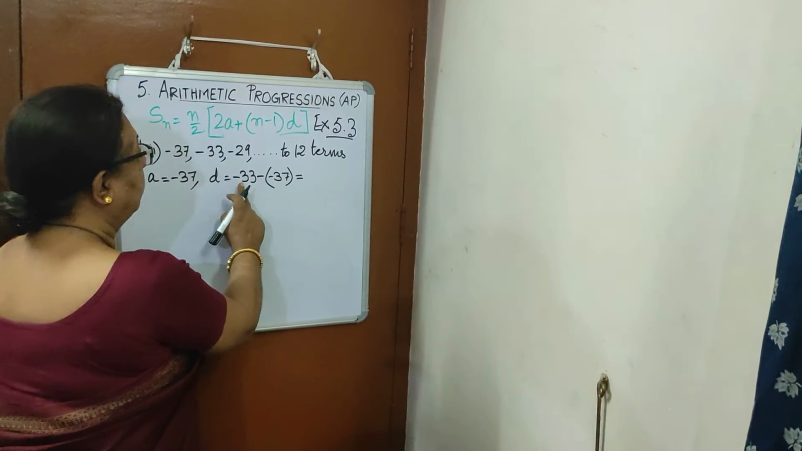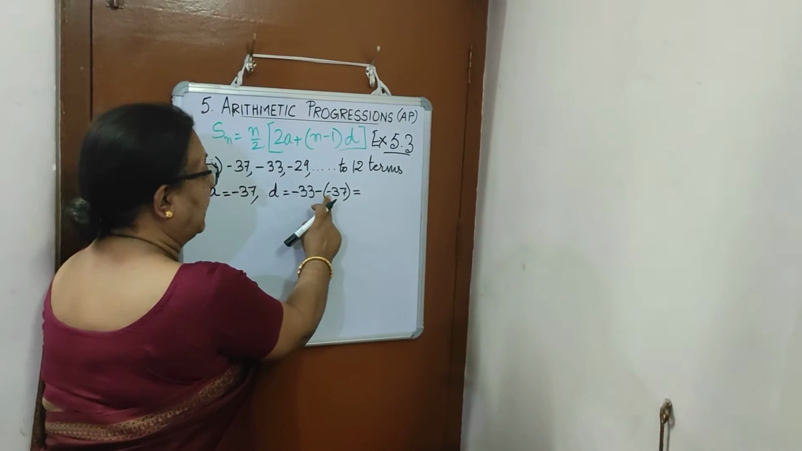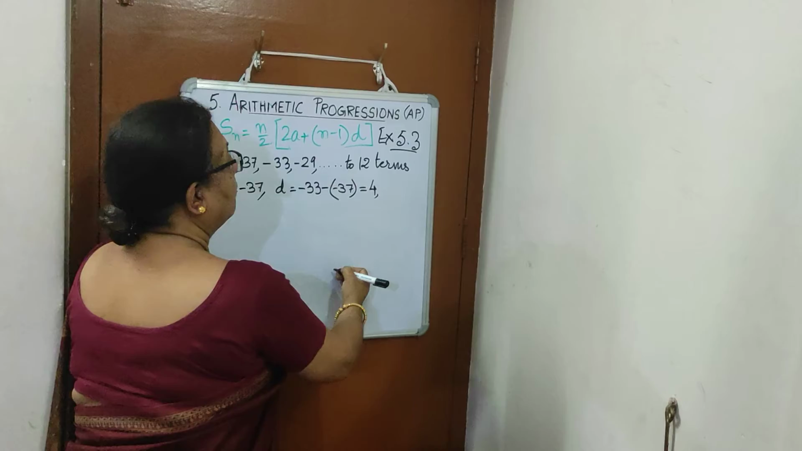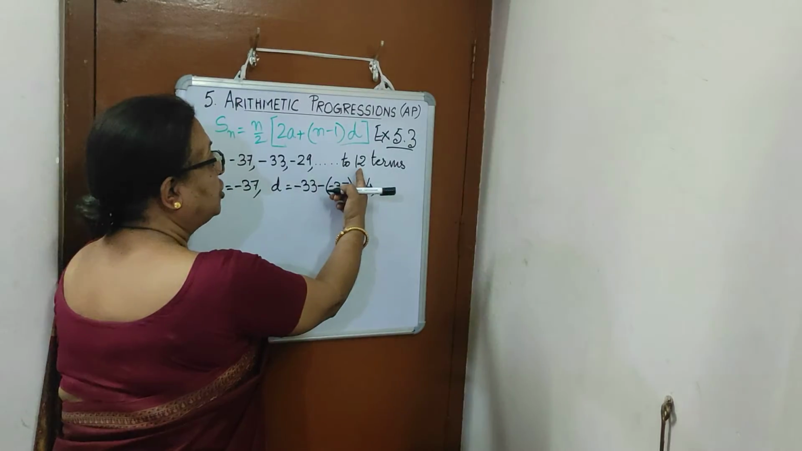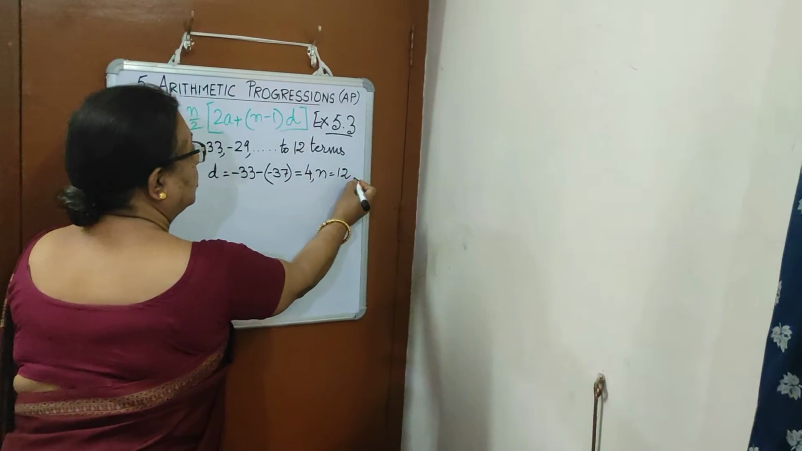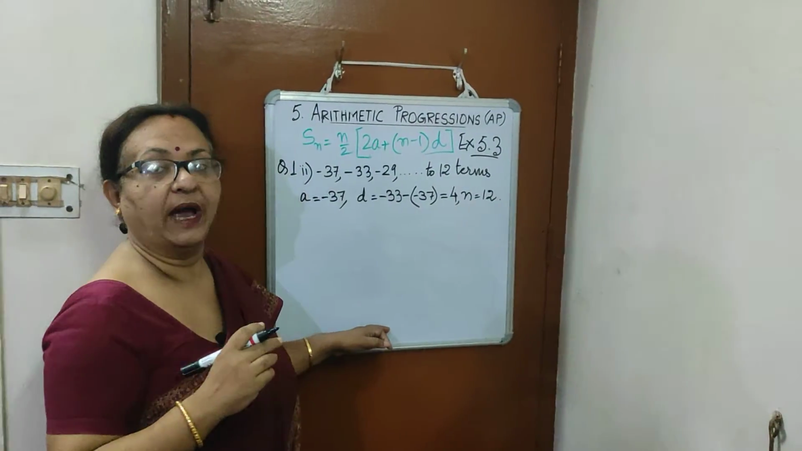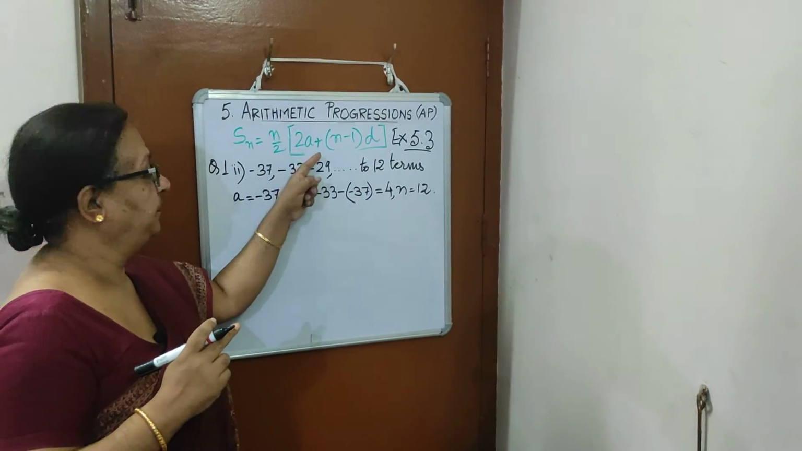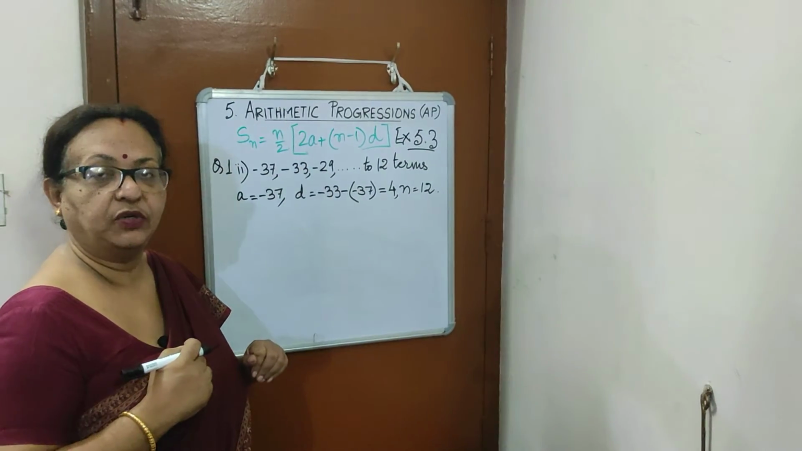So you have minus 33 plus 37, that is 4. What else is given, children? 12 terms. So n is 12. And you need to find the sum of these 12 terms. So we have the formula. We can directly substitute the values.